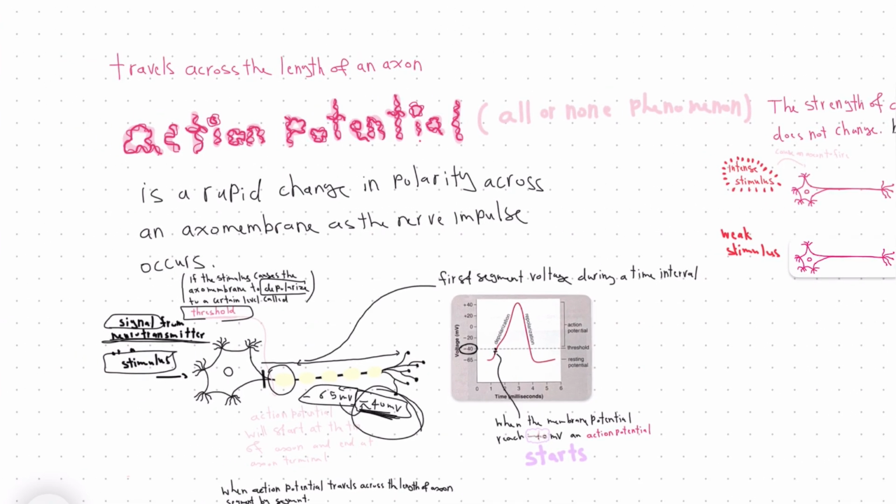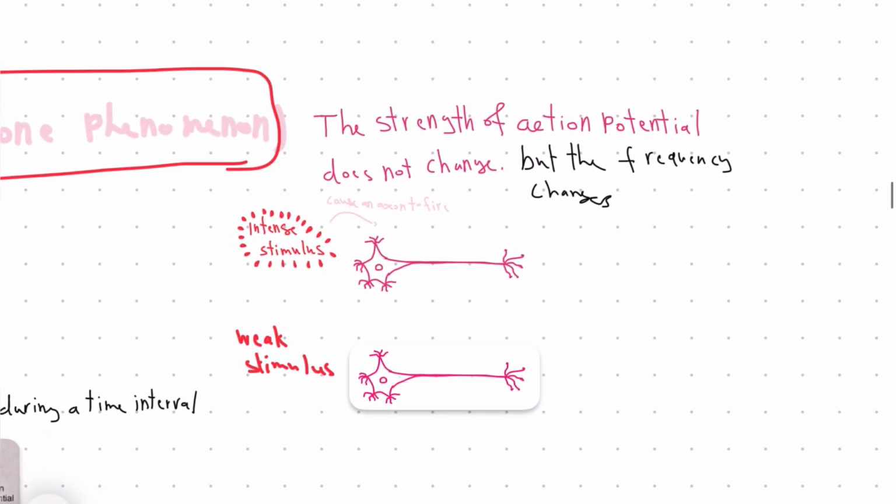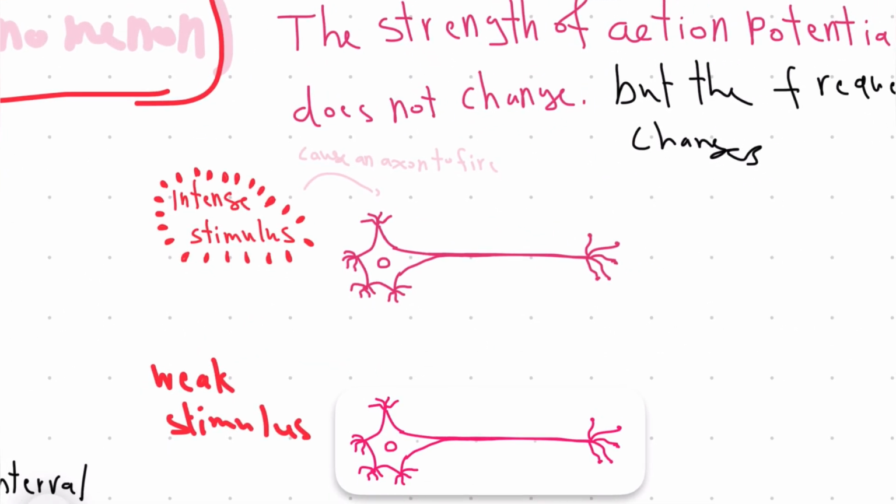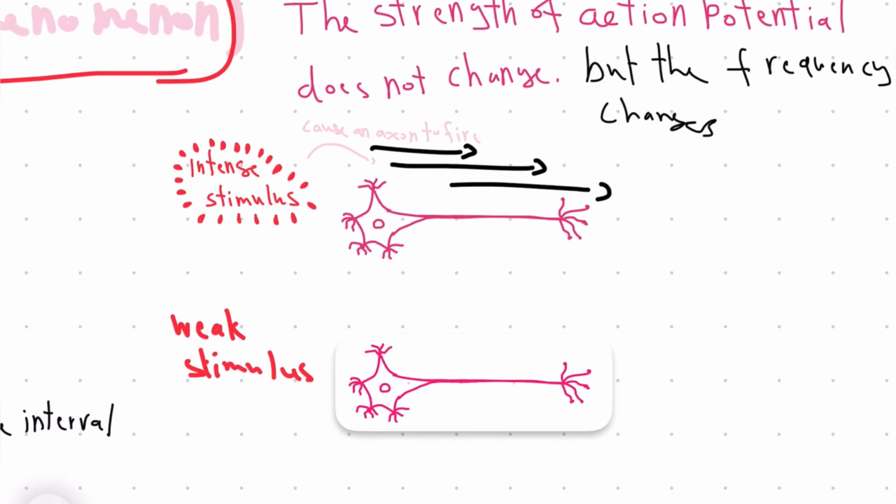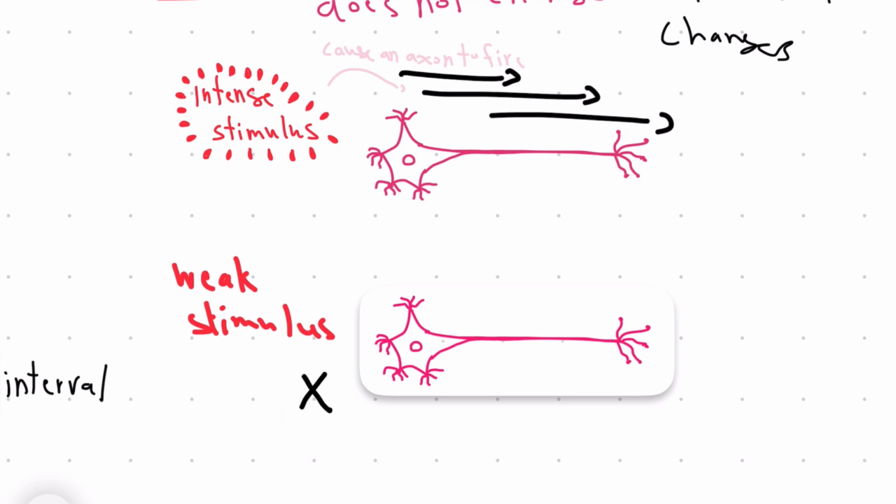Action potential is an all or none phenomenon. That means that the strength of an action potential does not change, but the frequency changes. If we have an intense stimulus, this intense stimulus would cause an axon to fire more often in a given time interval. It would cause a neuron to generate an action potential, and then another one, and then another one. But a weak stimulus may not cause an action potential, and if it is not that weak and it causes an action potential, a neuron may generate a single one or just a few of them in a given time interval.